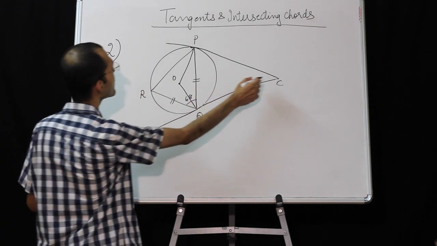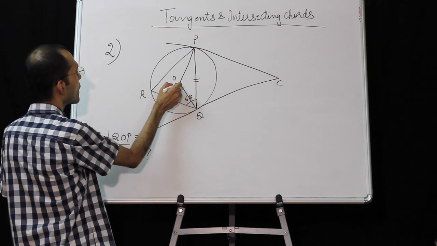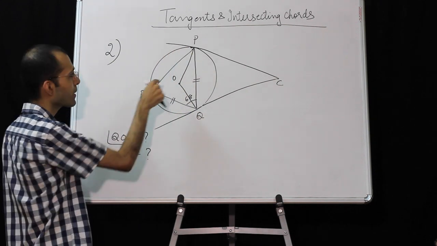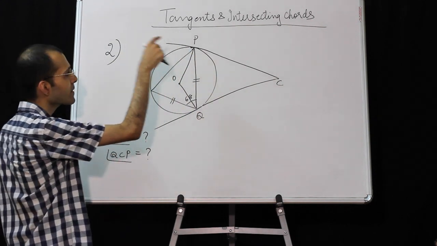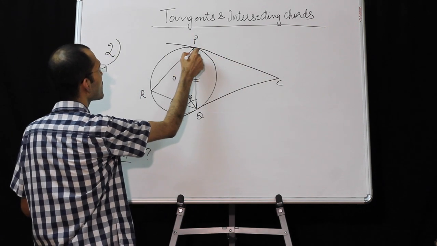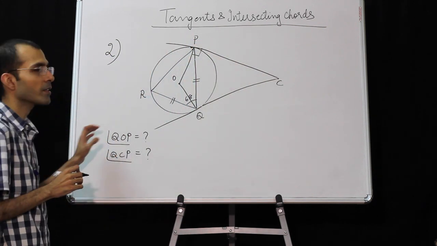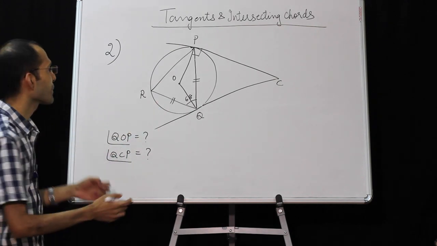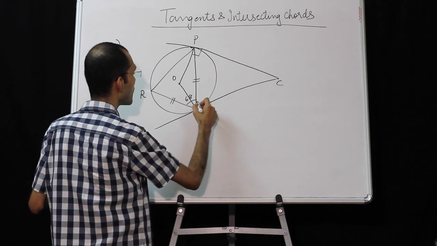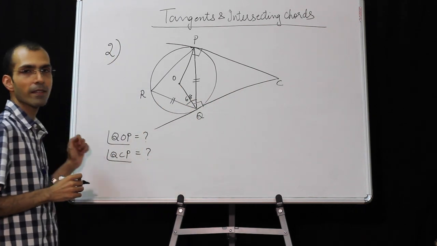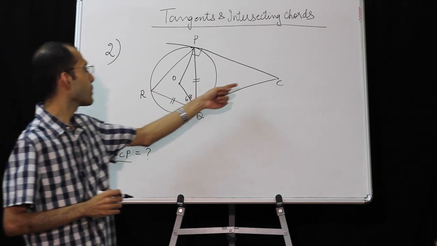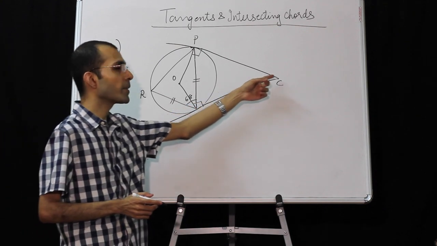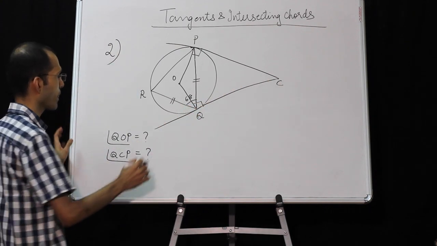Since these two are the tangents, OP becomes my radius, O is the center, and P is the point of contact. So OP is my radius and CP is my tangent. So this angle will be 90 degrees. Whether this will help us or not is not our concern. We will have to find some angles and see. Angle OQC will be 90. What is the reason? Radius perpendicular to tangent. Okay.